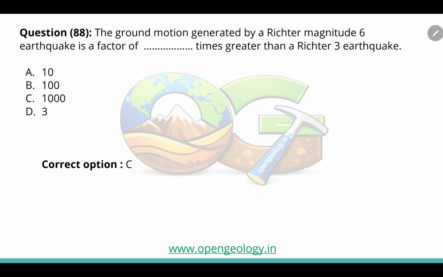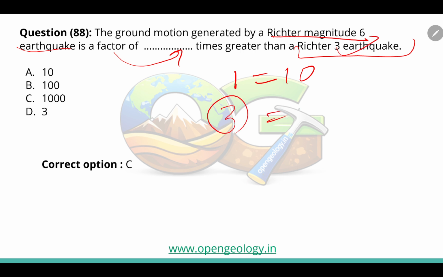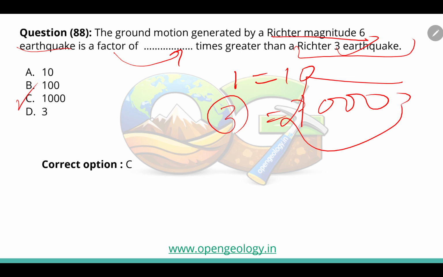Another question is, the ground motion generated by a Richter magnitude scale of 6, it is a factor of how many times larger than the third earthquake. So by increasing one magnitude, the ground motion will be 10 times larger. So here it is increasing by 3, so it will increase by 1000 times. The correct option will be your third option.